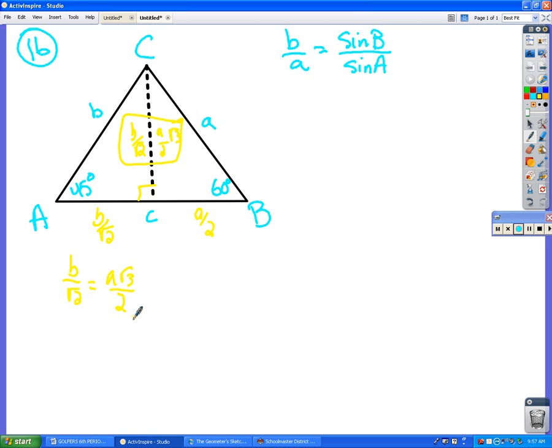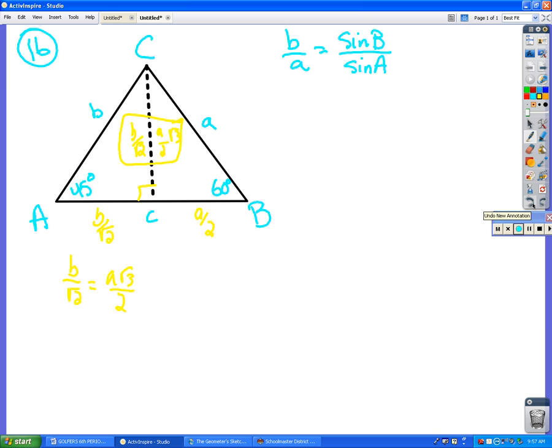And so then what do we do? We're trying to find B over A. So we multiply both sides by 2. So those cancel, and divide both sides by what? Oh, no, I did that the wrong way. I want A over B, don't I?